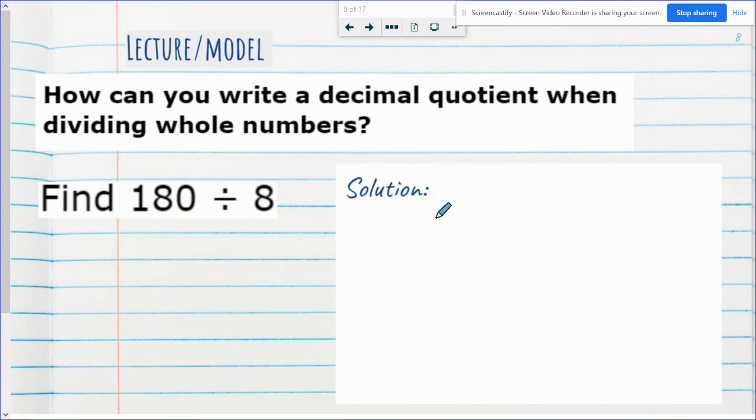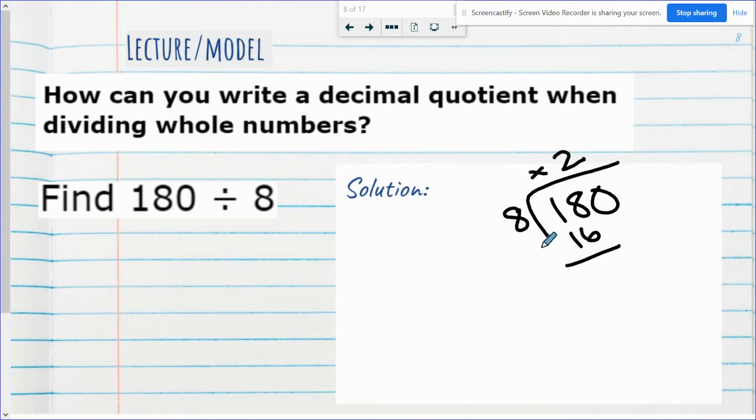All right. Now let's look at when we want to put a decimal in the quotient. For instance, 180 divided by 8. I know that 8 does not fit into 1, so we're going to put an X. 8 does fit into 18 twice. 8 times 2 is 16. Subtract, you get 2. Bring down my 0.